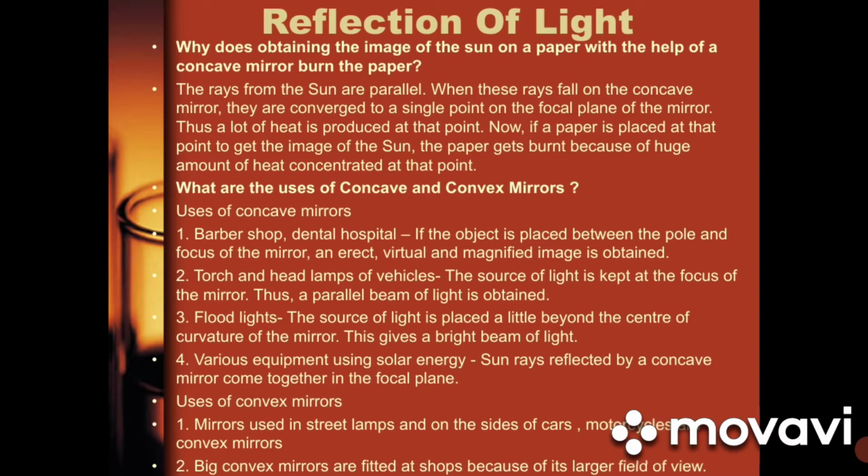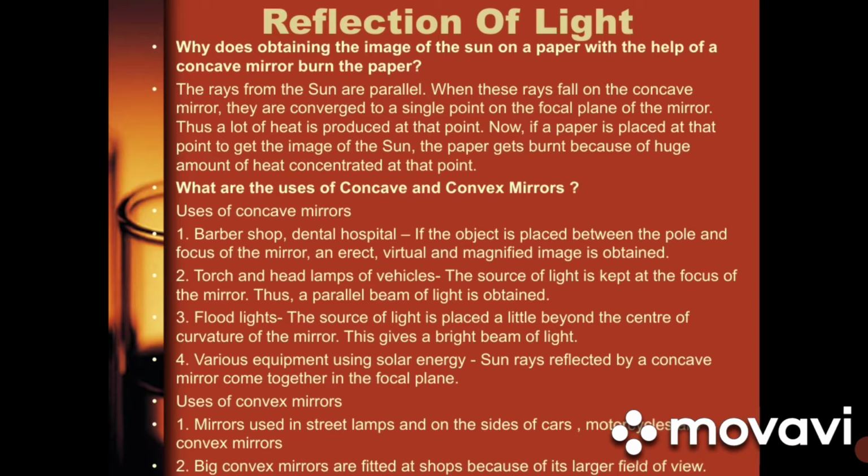Concave mirrors are used in floodlights. The source of light is placed a little beyond the center of curvature of the mirror. This gives a bright beam of light. Concave mirrors are used in various equipment using solar energy. That is, concave mirrors are used in solar devices. Sun rays reflected by a concave mirror come together in the focal plane.